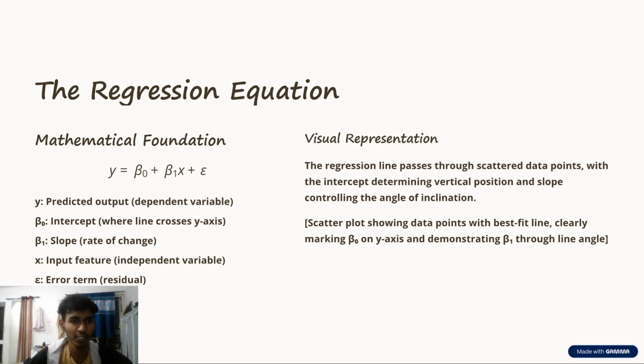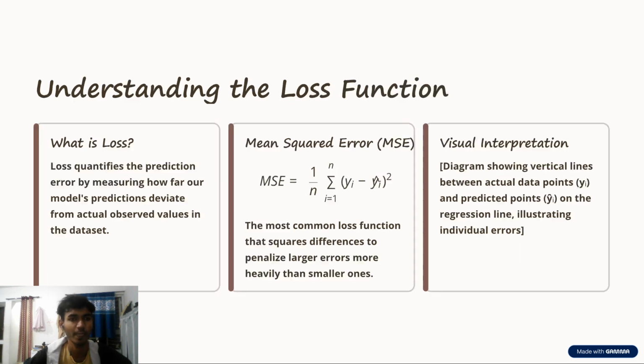Y equals beta naught plus beta 1 x plus epsilon, where y is the predicted output, the dependent variable, beta naught is the intercept, where the line crosses the y-axis, beta 1 is the slope, the rate of change, x is the input feature, the independent variable, and epsilon is the error term. Visual representation: the regression line passes through scattered data points with the intercept determining vertical position and the slope controlling the angle of inclination. A scatter plot shows data points with the best fit line, clearly marking beta naught on the y-axis and demonstrating beta 1 through the line angle.